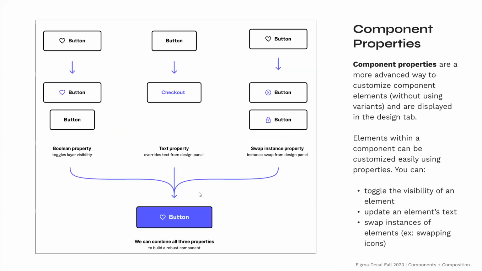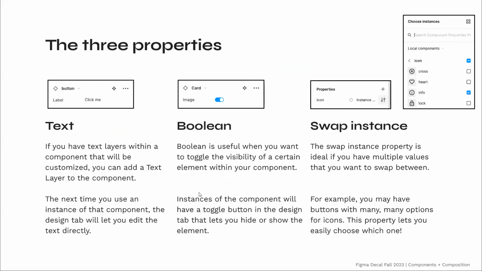So component properties are a more advanced way to customize component elements without using variants, and are displayed in the Design tab. So elements within a component can be customized easily using properties. You can toggle the visibility of an element, update an element's text, or swap instances of elements, such as swapping icons. So the three properties are going to be text.